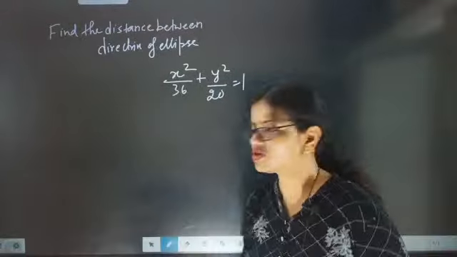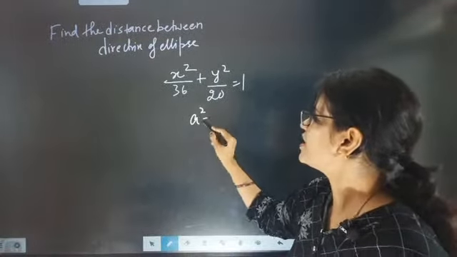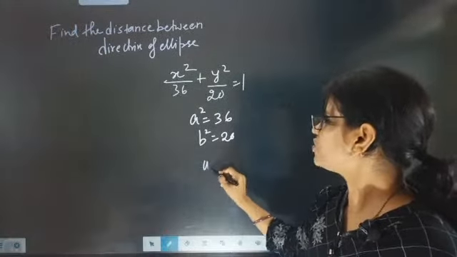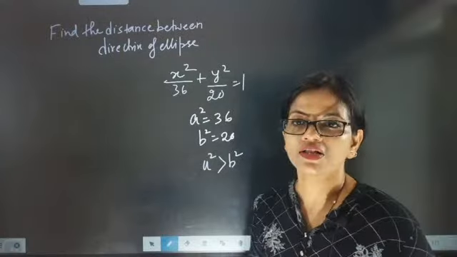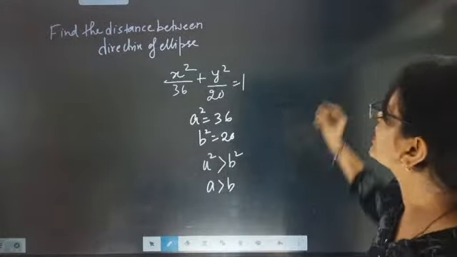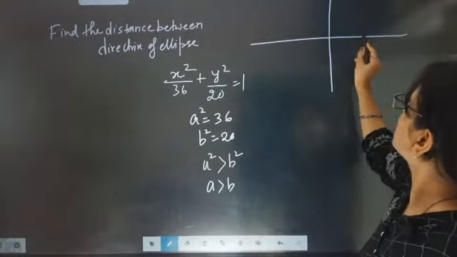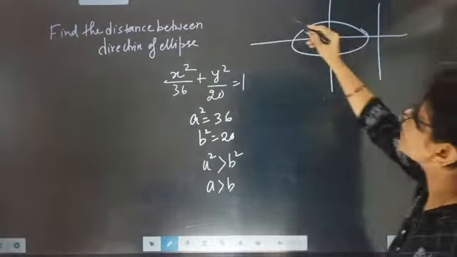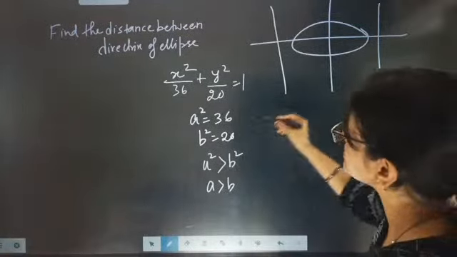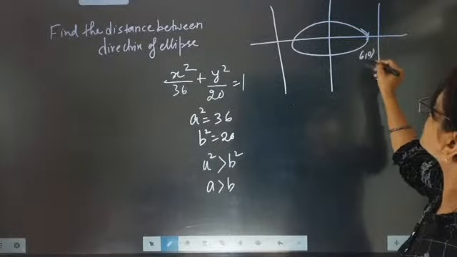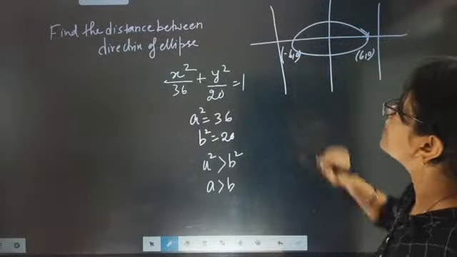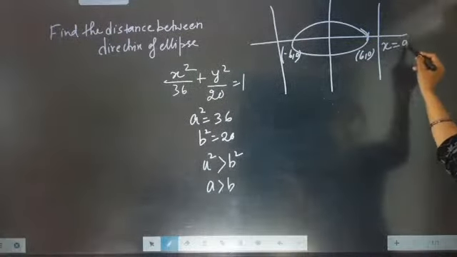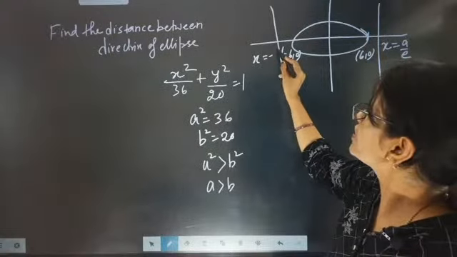So for the standard equation of ellipse, first we are going to see a square is coming as 36 and b square is coming as 20. So a square is greater than b square, beta. That means a will be greater than b. The center will be at the origin, first thing. Now for this equation, a is exactly coming as 6. So 6 comma 0 and this part is minus 6 comma 0. Now what is the directrix equation for a standard ellipse? x will be equal to a by e and here x will be equal to minus a by e.